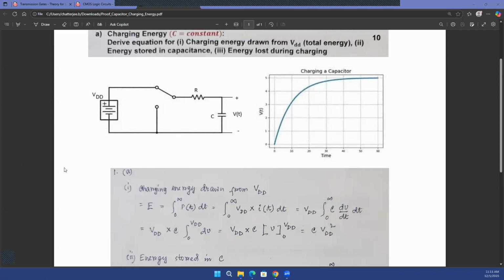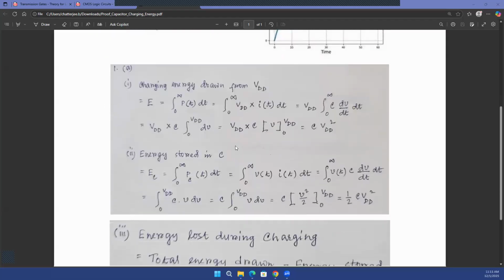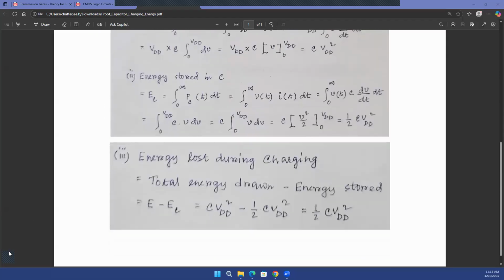But here we are seeing that as you're trying to charge the capacitor, you're losing some energy. And you do lose some energy. That's the reality. So you always lose some energy as you're trying to charge the capacitor, and the amount of energy that you lose is half CV squared. So energy lost during charging is the total energy drawn from the supply minus the energy stored in the capacitor: CV squared minus half CV squared, that is, half CV squared energy is always lost during the charging of a capacitor.